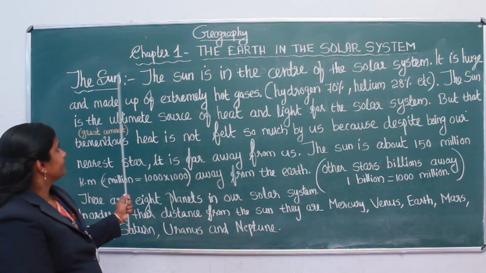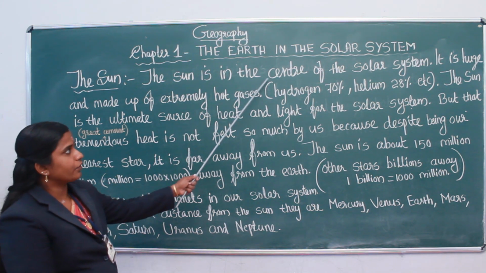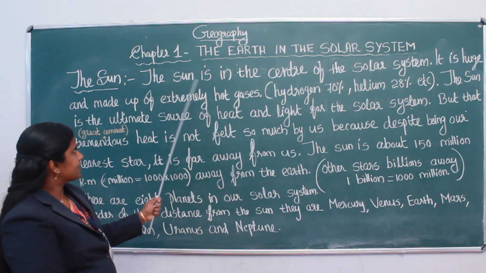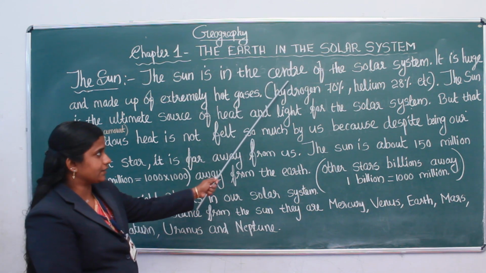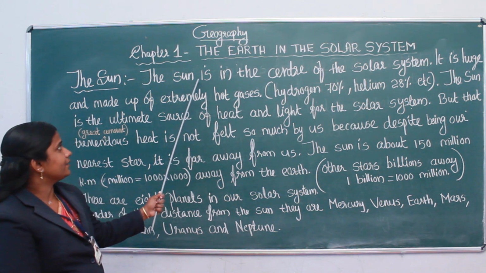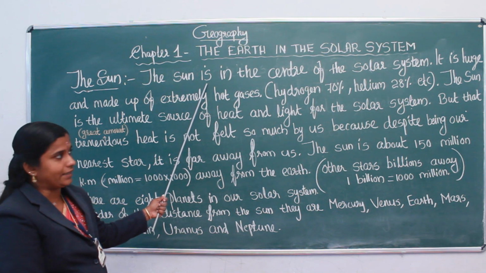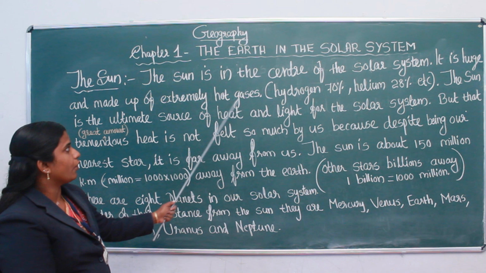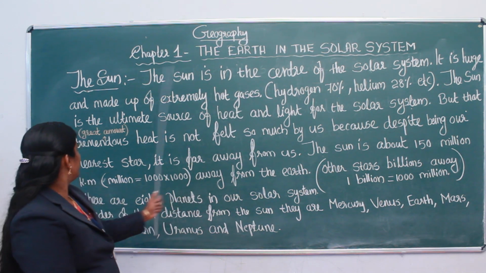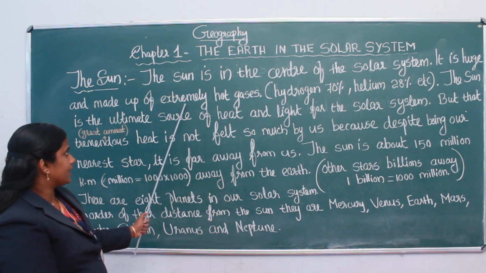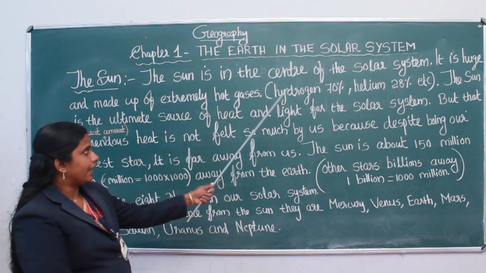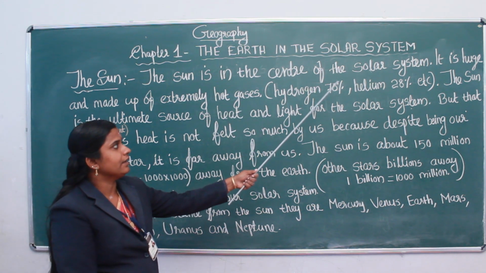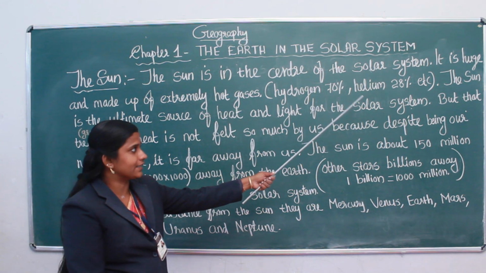The sun. The sun is in the center of the solar system. We already studied that the sun is the head of the solar family. It is huge and made up of extremely hot gases: hydrogen 70%, helium 28%, etc.